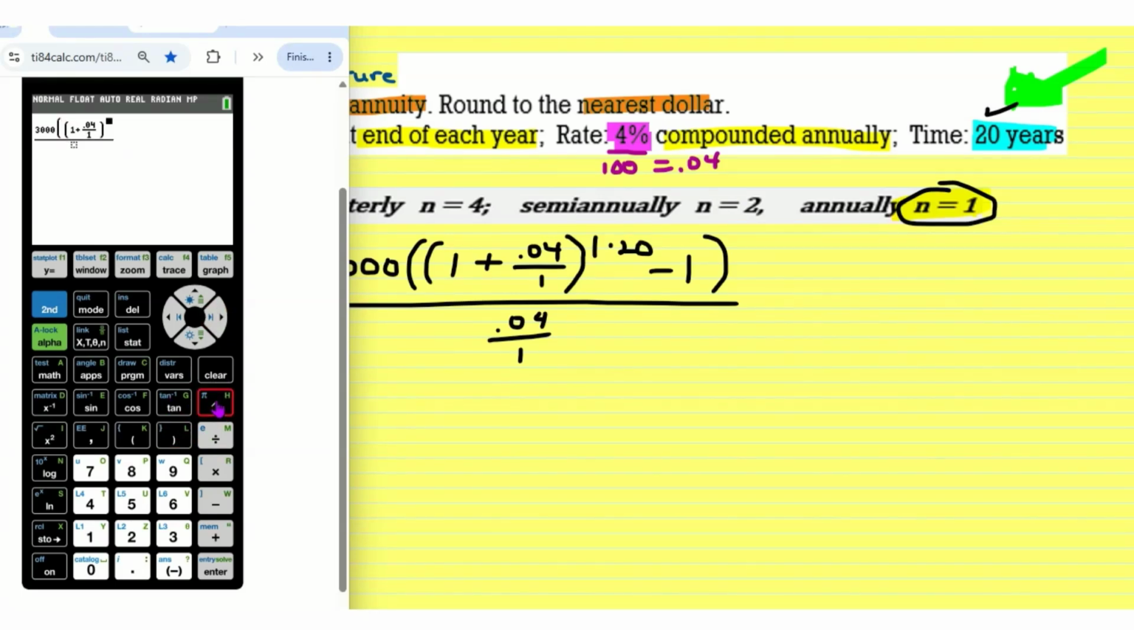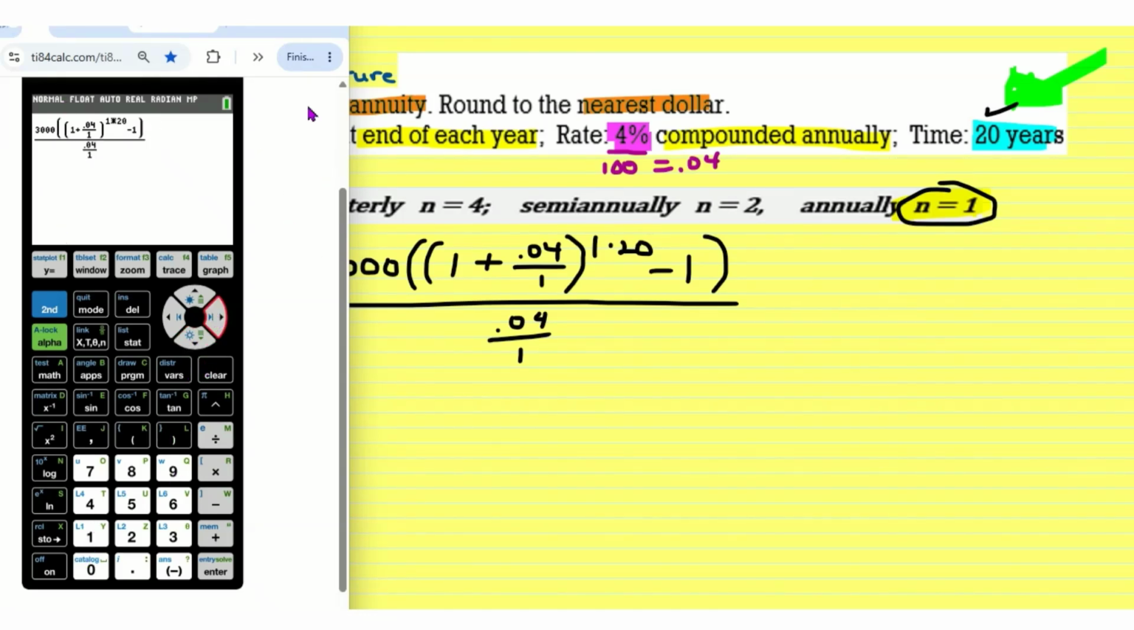Then up caret lets you raise up to the power position, and it's 1 times 20. Now I need to get out of the power position, so I'm going to do right arrow, and don't forget the minus 1, and then close your parentheses. Okay, then I'm going to go down arrow to get into the denominator, except I have another fraction in the denominator. So I'm going to do green alpha button, green F1, choose the fraction, and then 0.04 goes to the numerator, down arrow, put a 1 in the denominator, and now get out of that.